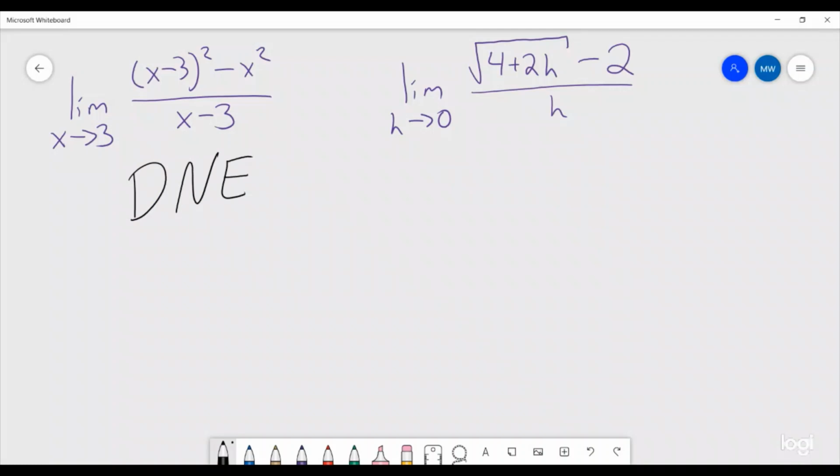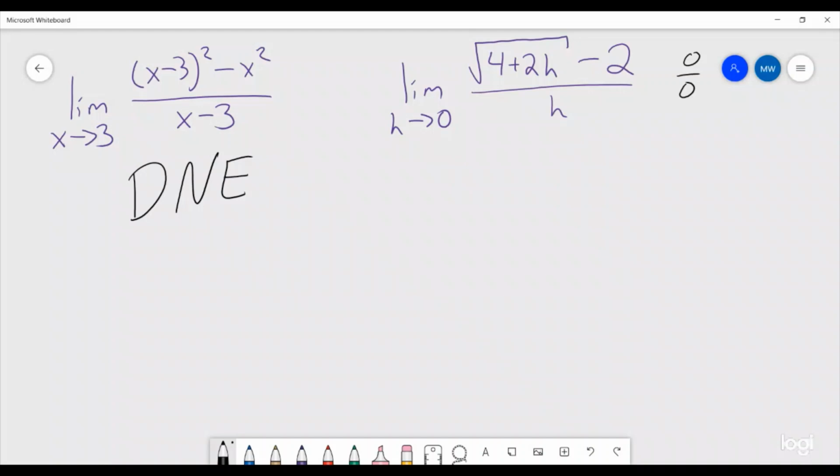This is not of the form 0 over 0, so this is not going to give us something that we're able to go through and evaluate. This is a limit that does not exist. However, the other one is a limit that does exist. Because if we were to plug in 0, we'd get the square root of 4 plus 0, so that's the square root of 4, which is 2. So 2 minus 2 is 0 divided by 0. Oh, this one's 0 over 0. Great, we can't plug in. So what are we supposed to do from there?